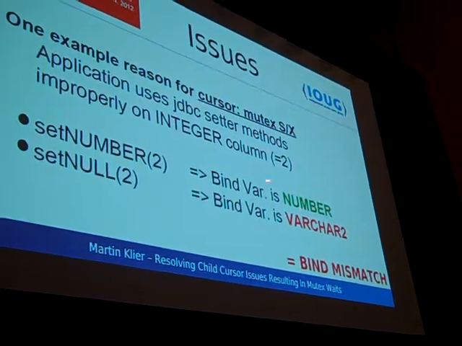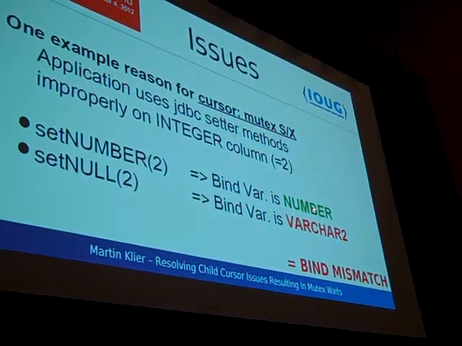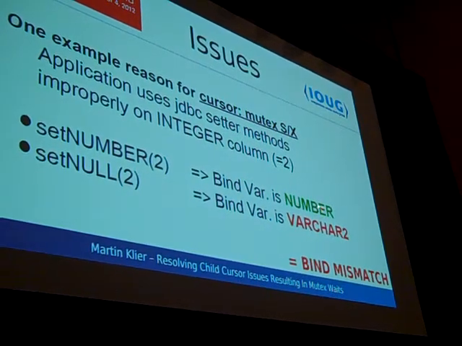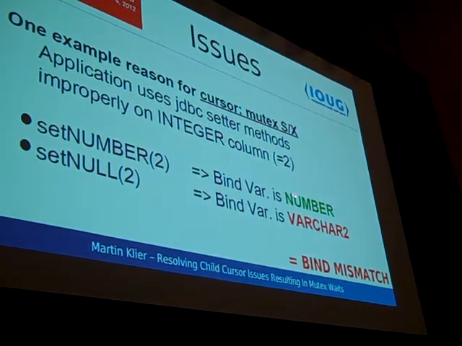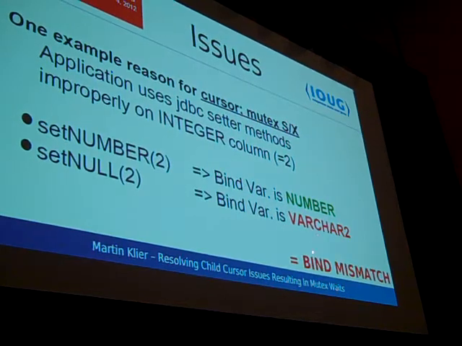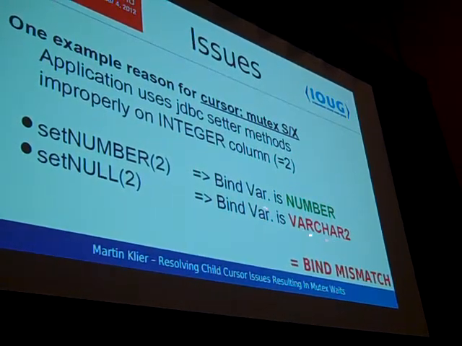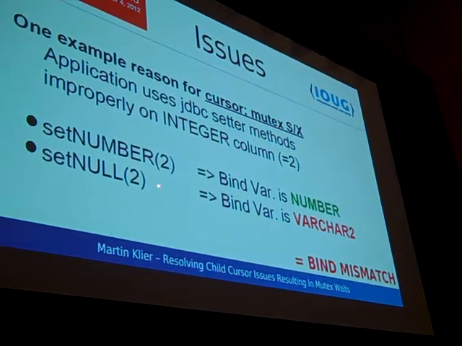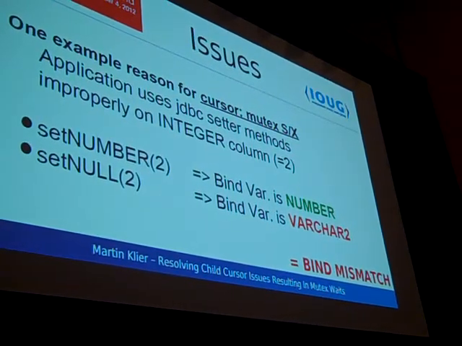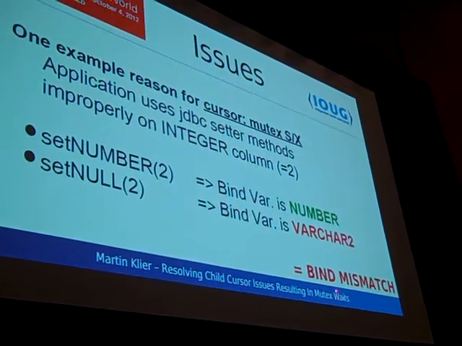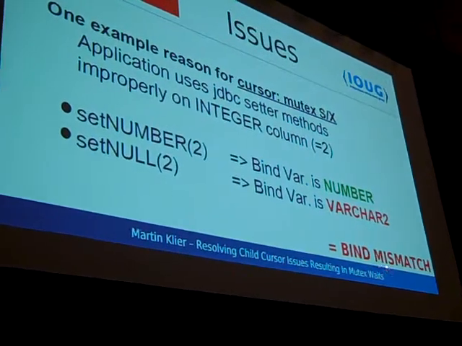If you're setting the bind variable to 5 with data type number and resetting it to null, you're ending up with two cursors for the same operation, for the same SQL statement. But the difference is the value you're setting in the bind variable. The reason in V$SQL_SHARED_CURSOR is bind mismatch.